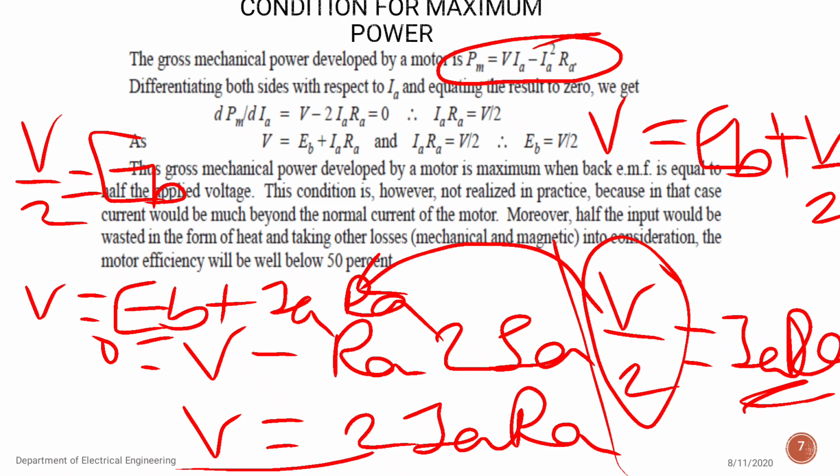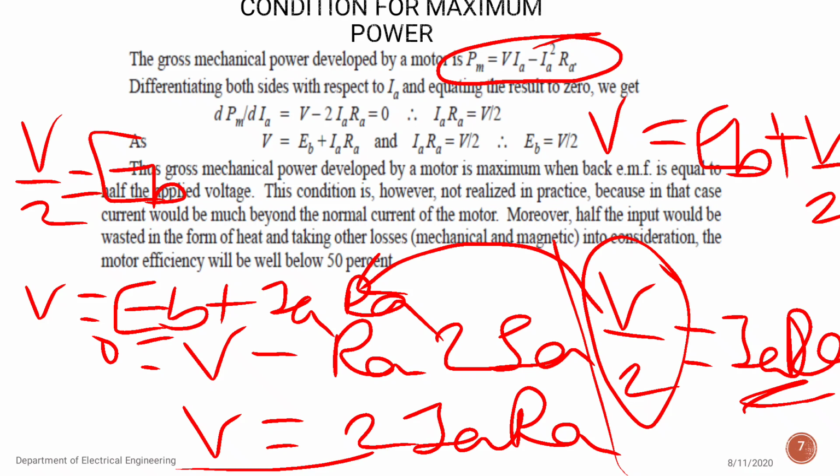The power will be maximum when the back EMF is equal to 1 by 2 of the supply voltage. So we can state that the gross mechanical power developed by the motor is maximum when the back EMF is equal to half of the applied voltage. Sometimes in viva questions as well as in an interview, you may be asked when we get maximum power in a DC motor. So we can state that in a DC motor the gross mechanical power will be maximum when the back EMF is equal to half of the applied voltage.